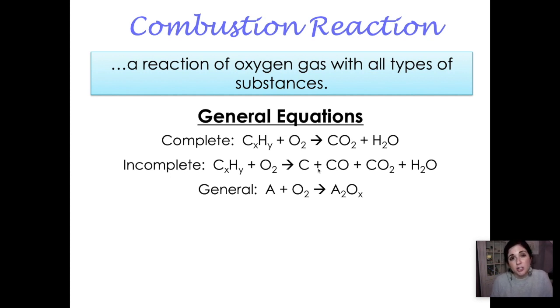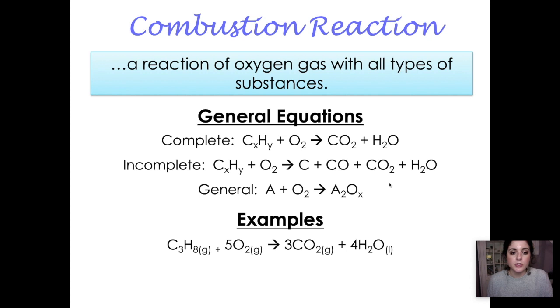You can also have a general equation that looks like this. So just A, some element, plus oxygen yields A2OX. And X, of course, is dependent on whatever the charge for that metal is. So this is synthesis, but it's also combustion. This is why these are very broad categories, which is why we'll talk about later in the unit those redox reactions, those acid-base reactions, those precipitation reactions. And there's a lot more than just those, but these are the very basic ones that you would need to know for a general chemistry class.